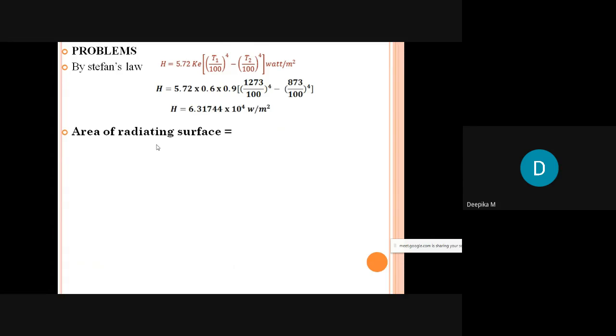Now we have to calculate the area of the radiating surface, that is the surface where we are actually getting the radiation. So this is the surface area of a circular heating element we are taking.